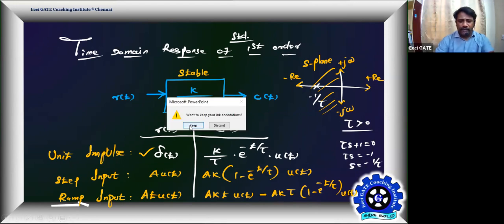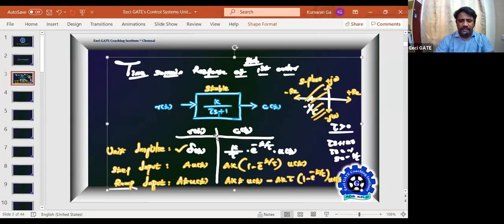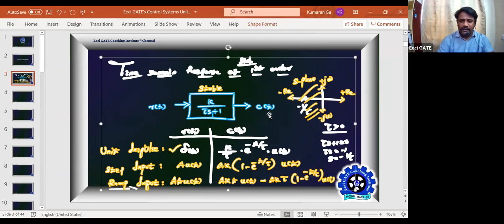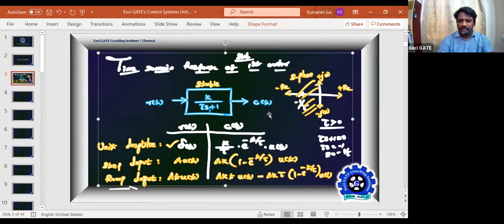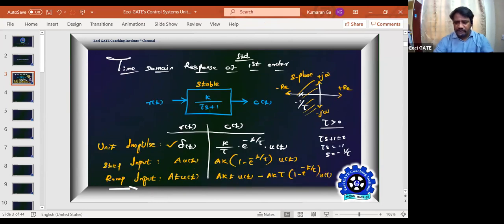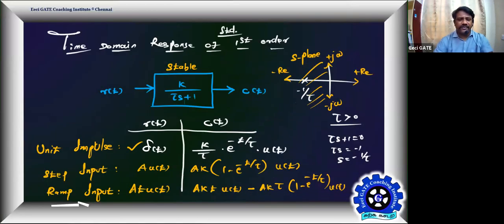So whenever a problem is made on a first order system, the problem may belong to the transient part or may belong to the steady state part. So this is how you can exploit the equations to answer the given problem. So this equation c of t consists of both the steady state part as well as the transient part.